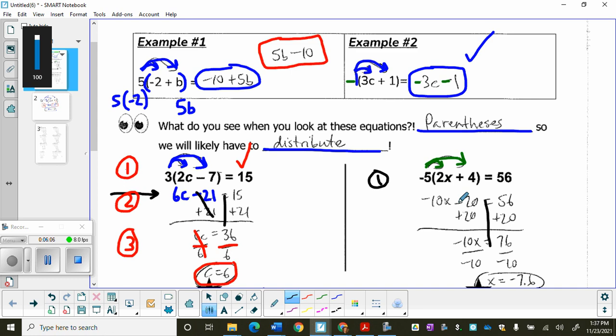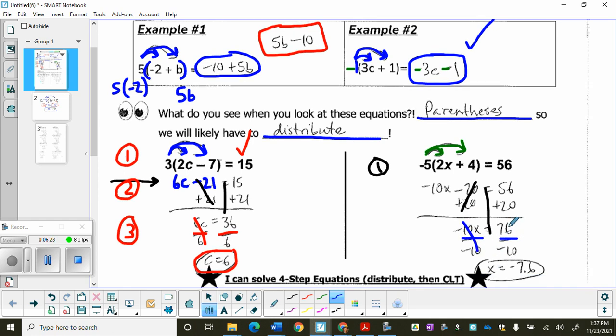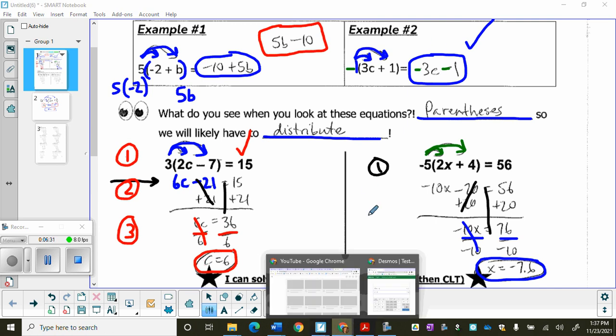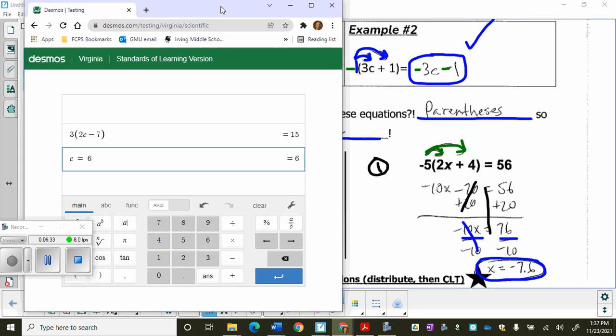Since we have a negative 20, we're going to add 20 to both sides. That's going to cancel out over here. And 56 plus 20 is 76. Now because my coefficient is the negative 10, I'm going to divide both sides by this negative 10, and that cancels out. And here, 76 divided by negative 10 is a negative 7.6. Remember, decimals and fractions are fair game at this point in 7th grade.